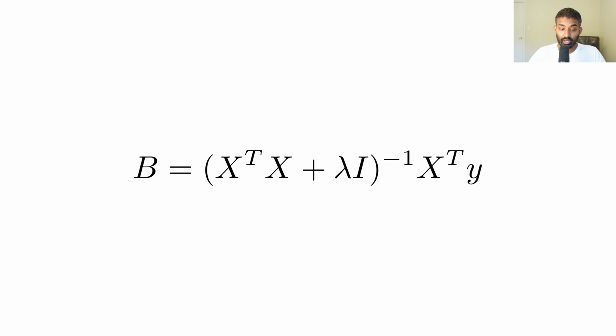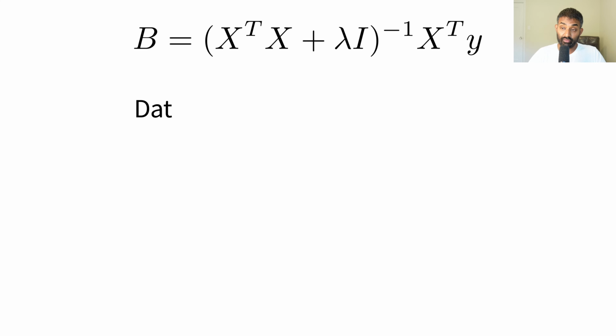And we can take a look at our full ridge regression equation here. So B, which represents our coefficients, equals x transpose times x plus lambda times the identity matrix, the inverse of all that, times x transpose times y. And that will give us our coefficients.